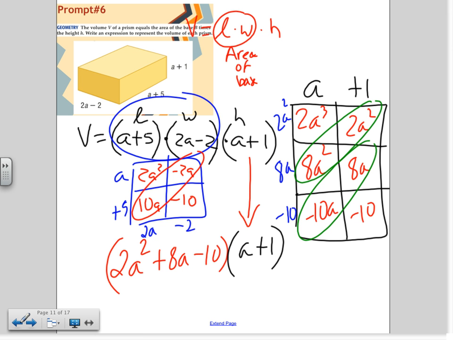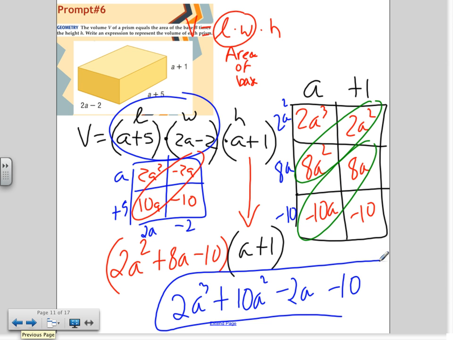Now that we have this, let's finalize our answers. First of all, we have 2a to the third. Next one, what do we have? 10a squared, because they're both positive. Combine them together, it's 10a squared. Negative 10a and 8a makes negative 2a. And of course, the last one is negative 10. What is this called? A polynomial. What degree? Third degree. There it is. That's all. Any questions?